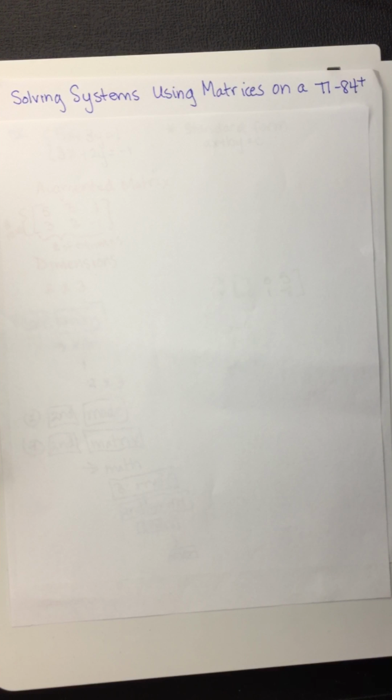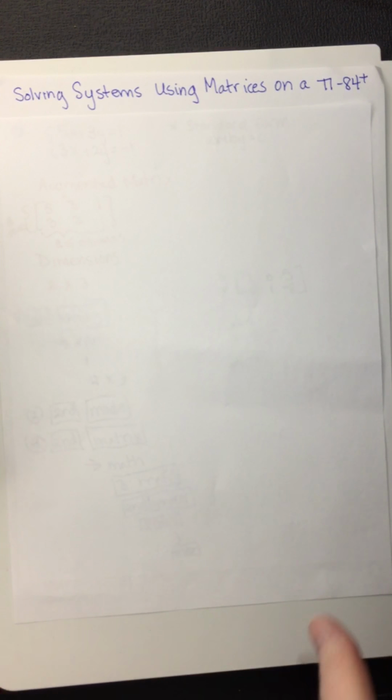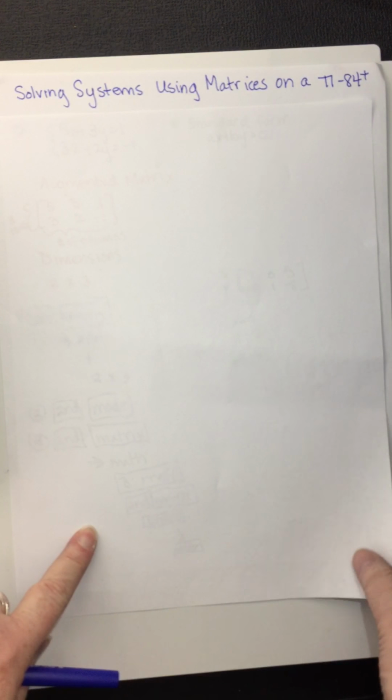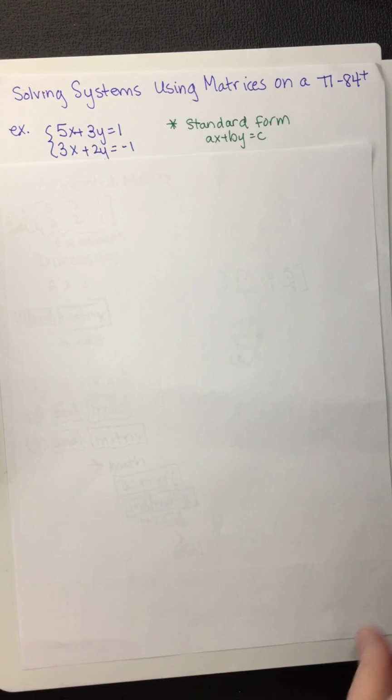Solving systems of equations using matrices on a TI-84 Plus calculator. This is a follow-up to what we've done in class in case you need to see the steps again. So let's start with our system of equations. I have written down a system of two equations and two variables.